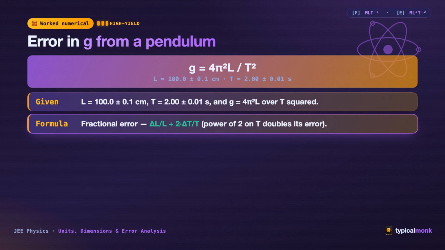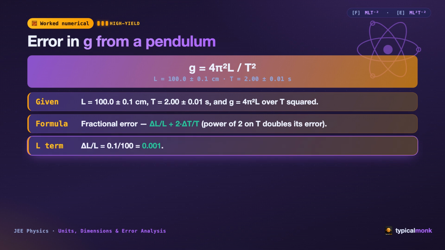Step 2. The formula for the error. Because time appears squared, its fractional error is doubled. So the fractional error in gravity equals the fractional error in length plus 2 times the fractional error in time. Step 3. The length term. 0.1 divided by 100 is 0.001.